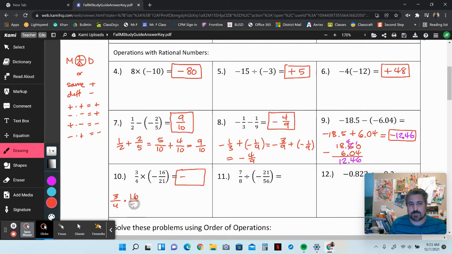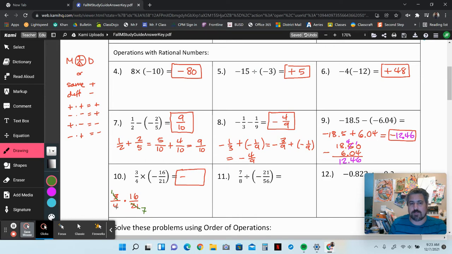3/4 times 16/21. What I would ask is, are there any common factors in the top and bottom? And I think there are. You guys can see that. You've got 3 on top and a 21 on bottom. Both of those are multiples of 3. So you can divide the 3 by 3 and get 1. You can divide the 21 by that same 3 and get 7. So you basically divided top and bottom by 3. That's 3 over 3, which is 1, so it doesn't change anything. That's going to keep everything the same, but it's going to make things simpler for us. All right.